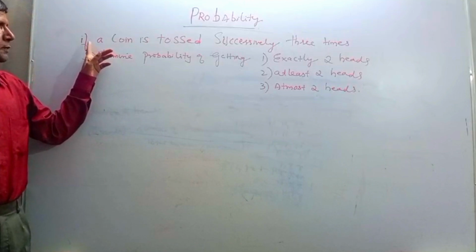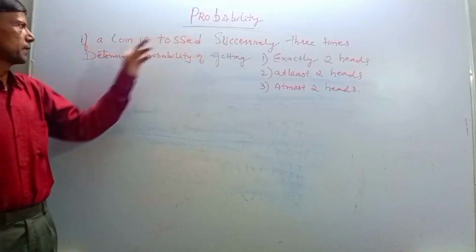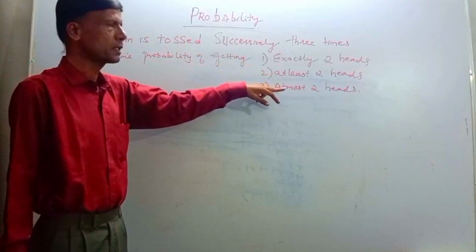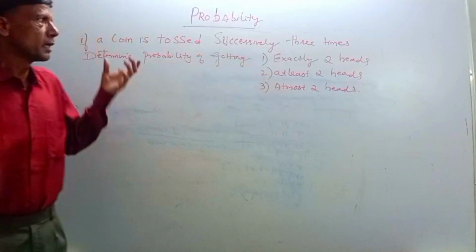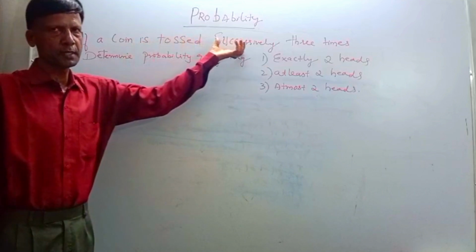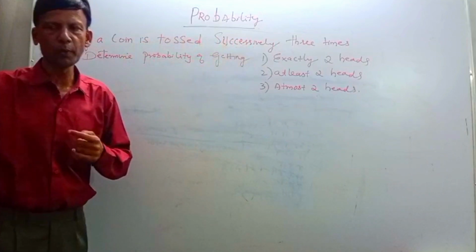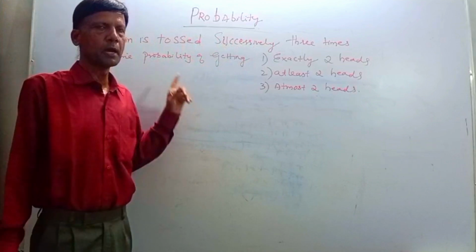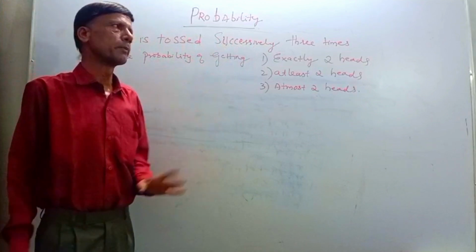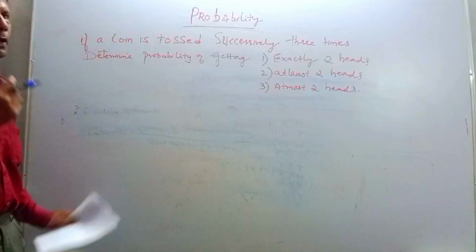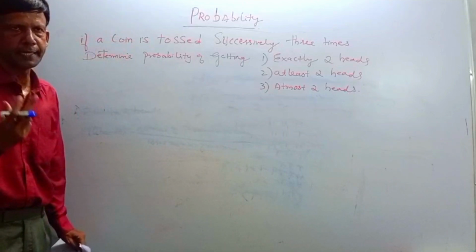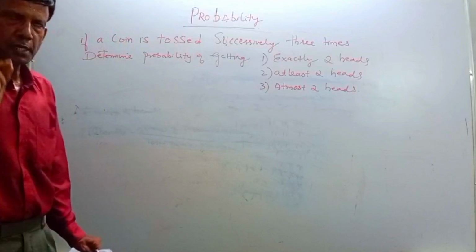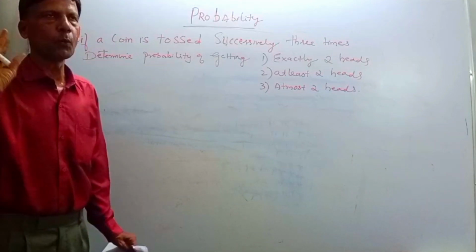See the question. If a coin is tossed successively 3 times, determine the probability of getting exactly 2 heads, at least 2 heads, at most 2 heads. As we know, when a coin is tossed 1 time, the probability of getting head is 1 by 2, and the probability of getting tail is 1 by 2. But here a coin is tossed successively 3 times, which is equal to 3 coins tossed 1 time.